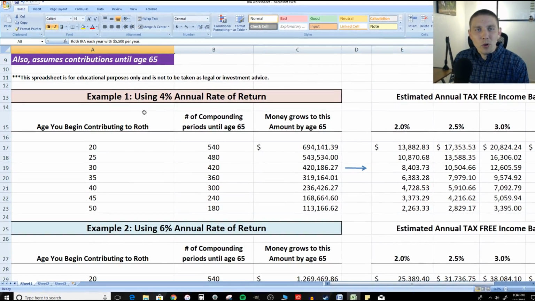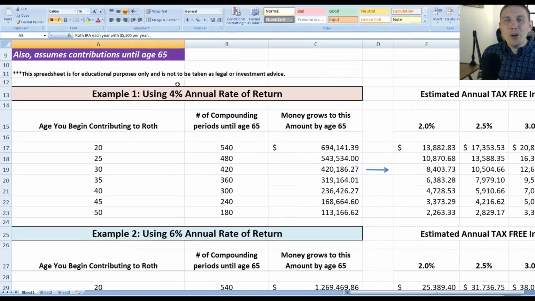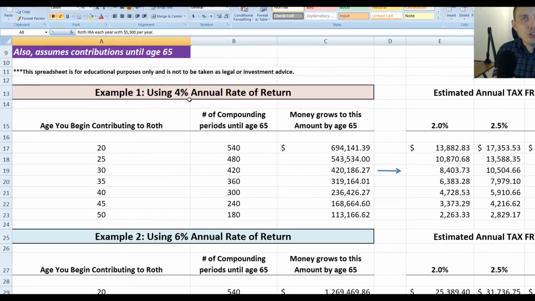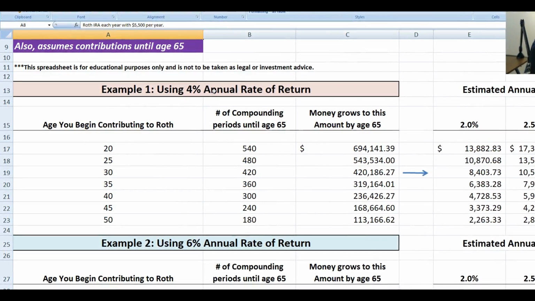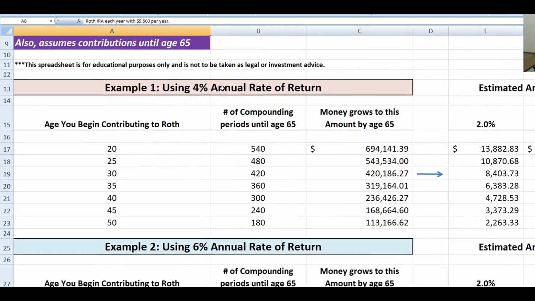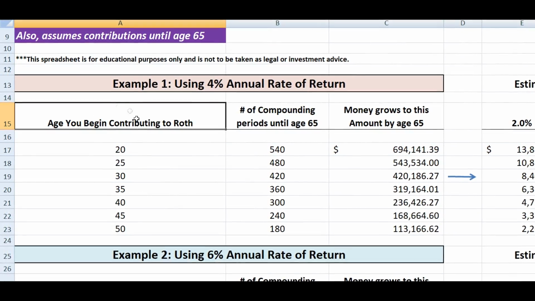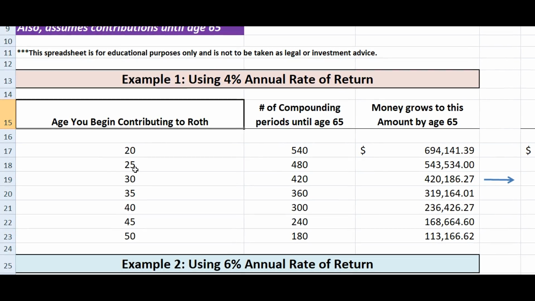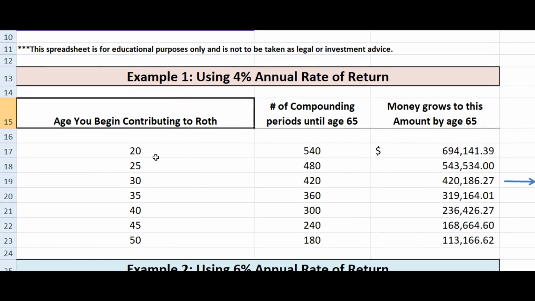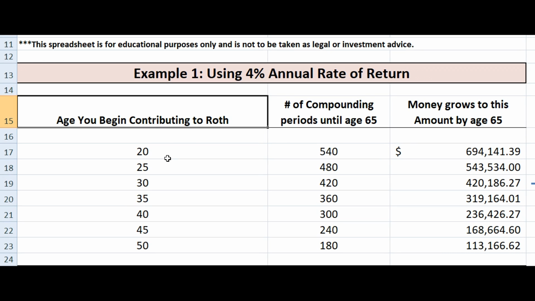So starting right here, let's look at example 1, because example 1 assumes a very conservative 4% return, right? That's very conservative. I think most people with their eyes closed could invest and get a return like that. As you can see, the way this works is this column over here shows the age you begin investing in a Roth. I've given a few examples, from age 20 to age 50, and every 5 years I've shown another example.